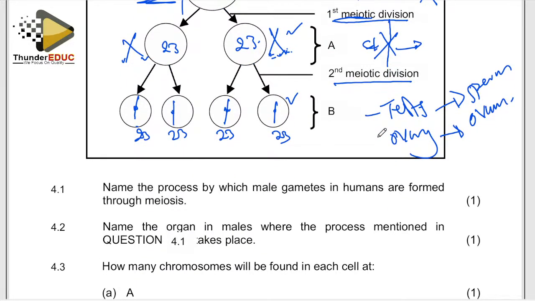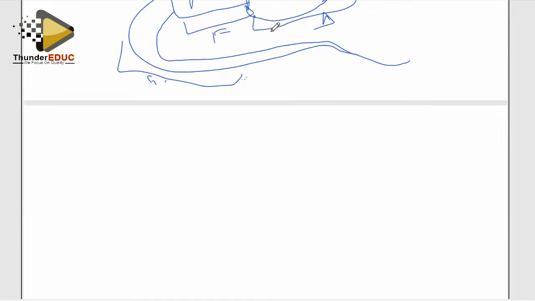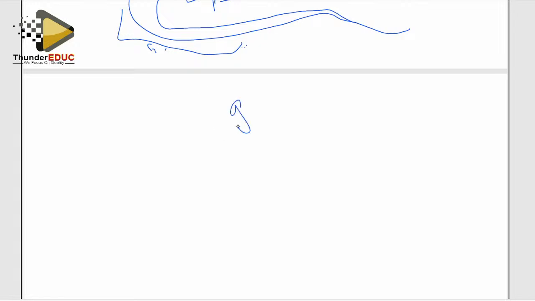Name the process by which male gametes in humans are formed through meiosis. How do you call that process? When the male gametes are being formed, what do you call that process? They are specific to a male, like spermatogenesis. Spermatogenesis. Remember, you have what is called gametogenesis.